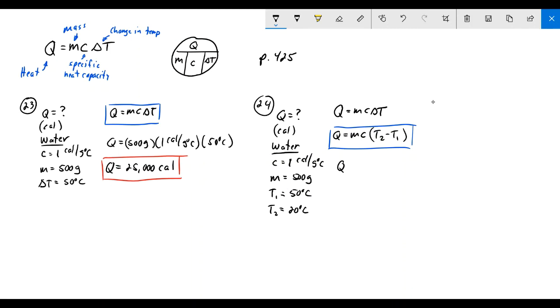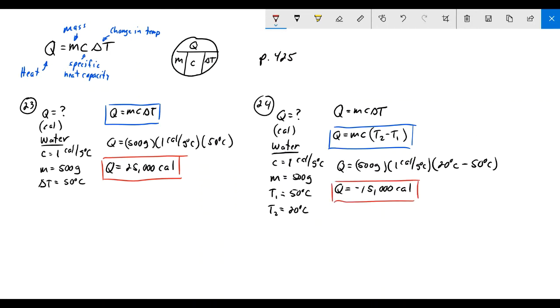Let's put the numbers in. Q equals, we've still got our 500 grams. Specific heat capacity of water, 1 calorie per gram degrees Celsius. Our T2, 20 degrees Celsius. T1, 50 degrees Celsius. And you can see we've got our negative leading to the bigger number, so our answer will be negative. The calculator does all the work. We get negative 15,000 calories. So this is the amount of calories that is given off from this cooling.